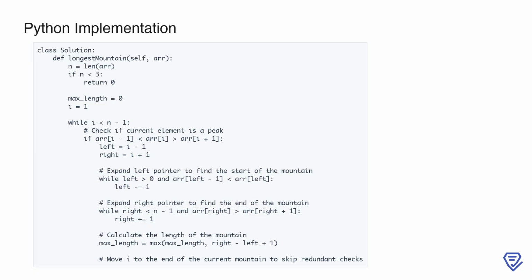These pointers will help us expand outward from the peak to find the full extent of the mountain. The left pointer moves backward as long as the previous element is smaller than the current one, indicating that we are on the upward slope of the mountain. Similarly, the right pointer moves forward as long as the next element is smaller than the current one, marking the downward slope of the mountain. Once the left and right pointers have fully expanded, we calculate the length of the mountain as right - left + 1 and update max_length if this new length is greater than the current maximum.